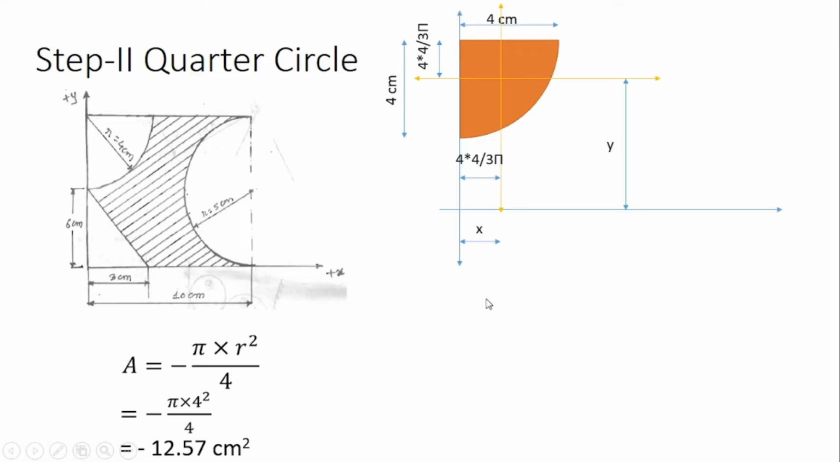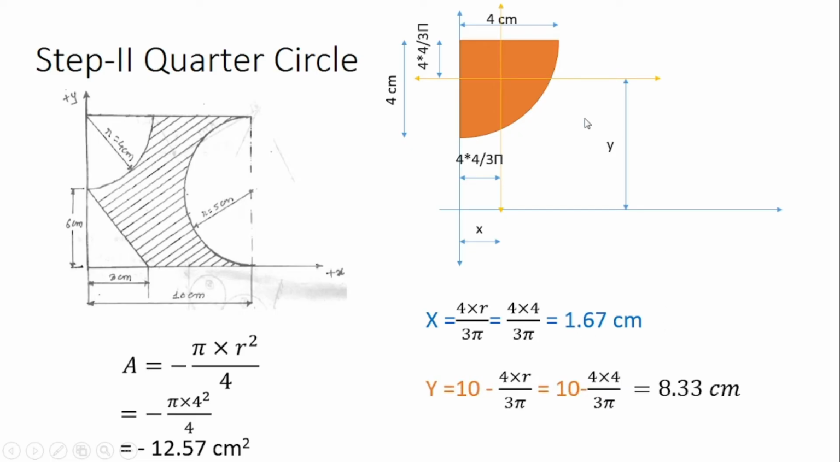First we will calculate the area of the quarter circle. It is the 1/4 part of the circle, that's why area of circle divided by 4. Again we will subtract this area from the total area, that's why I have put a negative sign here. So minus pi r square by 4. Put the value of r equal to 4 centimeter, and we will get the answer as minus 12.57 centimeter square. Always write the unit. Now x bar is the horizontal distance between the centroidal axis and the reference axis. That's why it is 4r by 3 pi as discussed. So it is 1.67 centimeter.